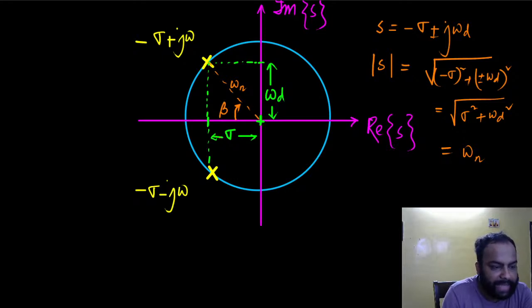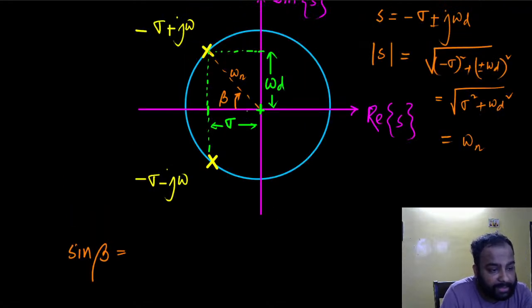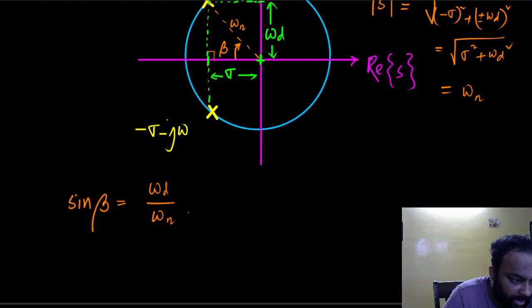All right, with that said, let's write sine beta. What is sine beta? Sine beta is perpendicular by hypotenuse. What is the perpendicular? That's omega d. And the hypotenuse is omega n. So we are considering this right angle triangle, where beta is this angle and the right angle appears here. The perpendicular is omega d and the hypotenuse is omega n, so sine beta is omega d by omega n. Got it? Fine.